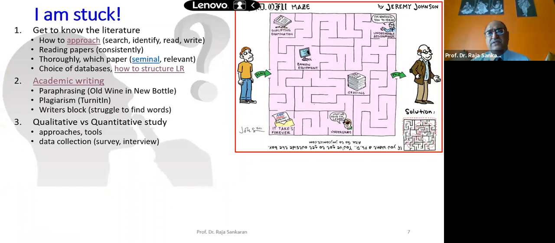The third thing which comes to our mind is, should I use a qualitative approach for my study, or should I use quantitative? What are the advantages and disadvantages of each of them? How do I go ahead with the methodology? What kind of approaches should I use? If I need some software or tools, how do I make use of them? Where do I get them from?